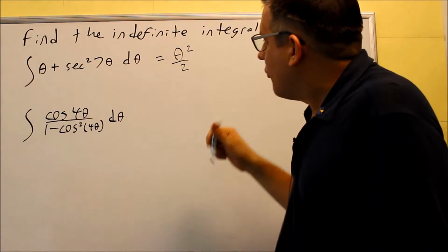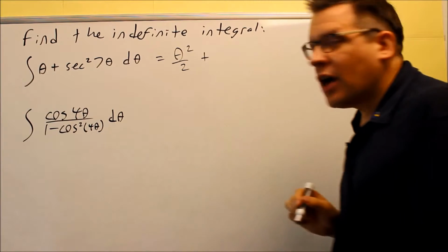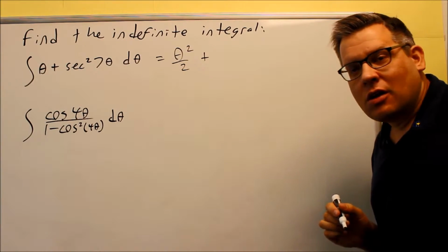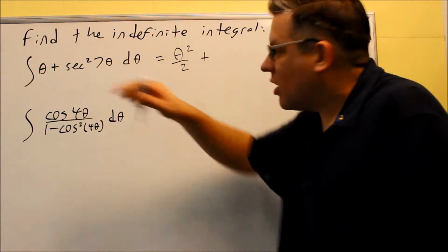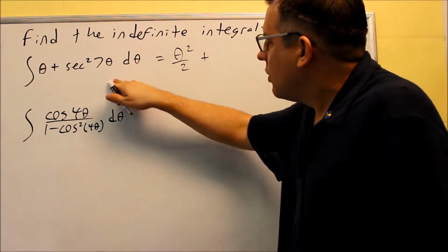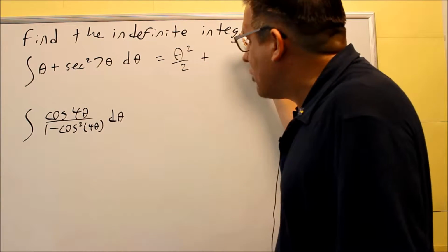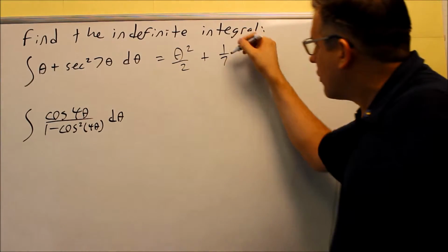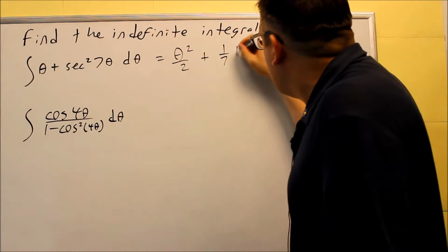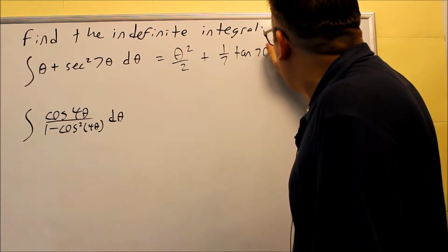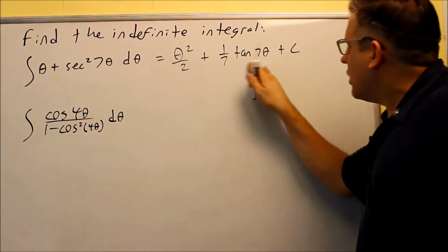Now next, for secant squared, this is one where you have to recognize one of those special antiderivative formulas that we talked about in the beginning of this section. That's a secant squared k theta. So that formula is going to go into tangent, but we're going to put a 1 over k out in front of it. So we're going to do 1 over 7, because 7 is the k value. And this is going to be tangent of 7 theta. And then don't forget to put the plus c on your answer here.